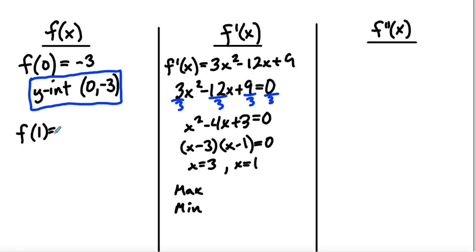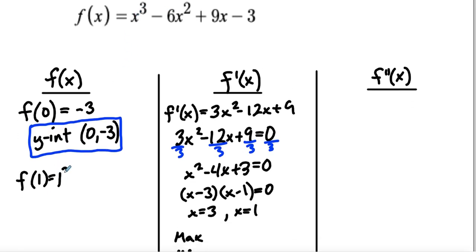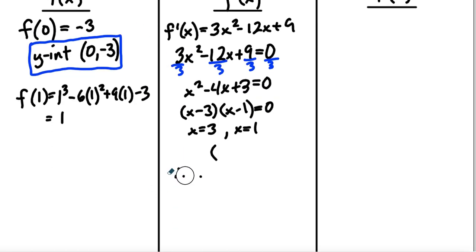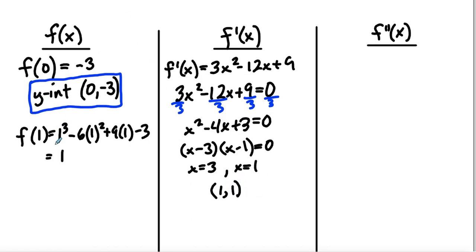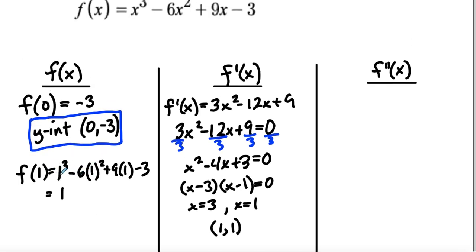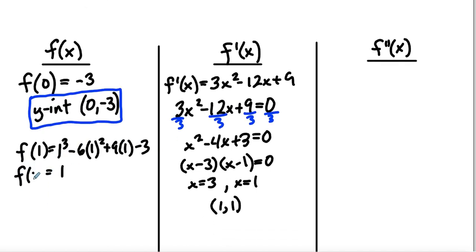So I'm going to go ahead and put in f of 1. I'm going to do this by hand, but you see it's pretty easy with 1. We got 1 minus 6 plus 9 times 1 minus 3. So 1 minus 6 is going to be negative 5, plus 9 is 4, minus 3 gets us right back to 1. So we have (1, 1). Actually, we're not sure yet which one's max and min. Let's double check here: negative 5 plus 9 is 4, minus 3, so we got 1. So f of 1 gives me 1.